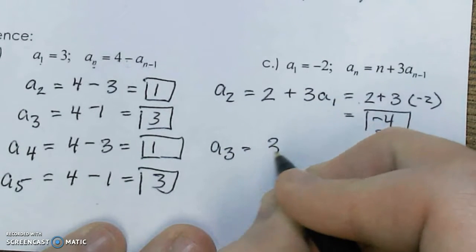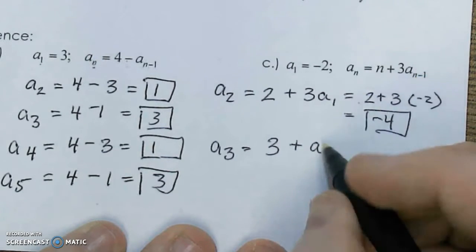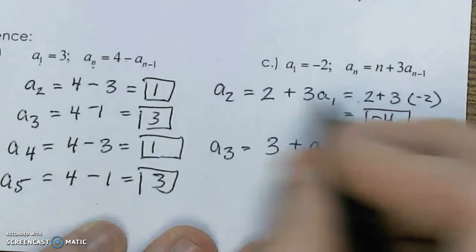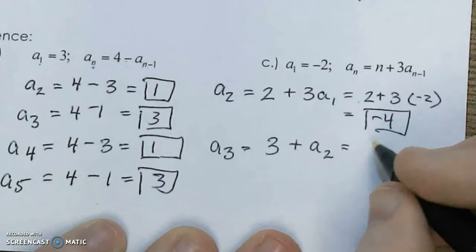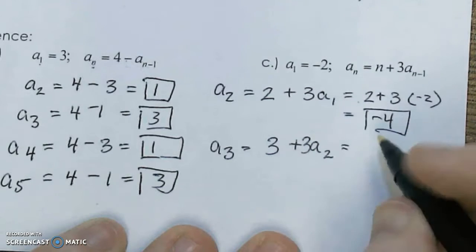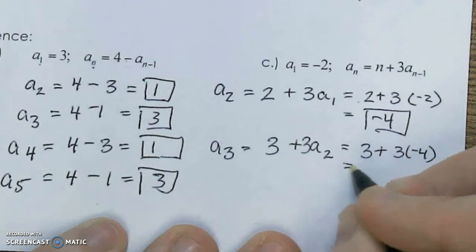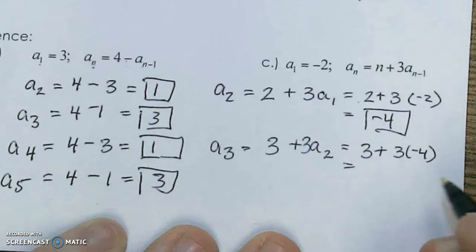A3, you plug in 3. You plug in 3 for your n, and you get A2. A2 was just negative 4, so it's 3. Oh, I forgot my 3 on this. 3 plus 3 times negative 4. And so here I'm getting negative 9.